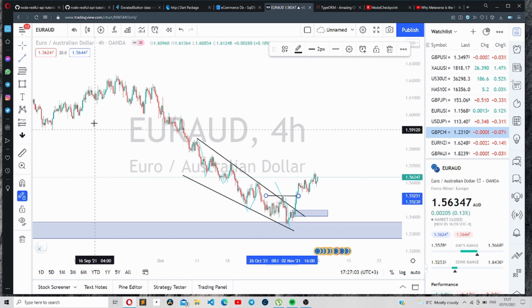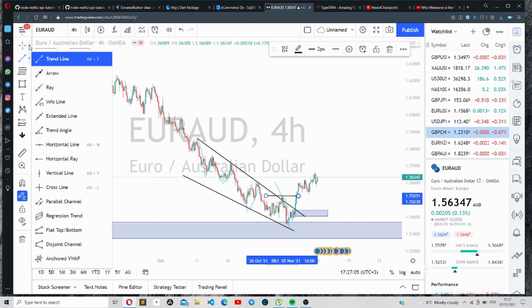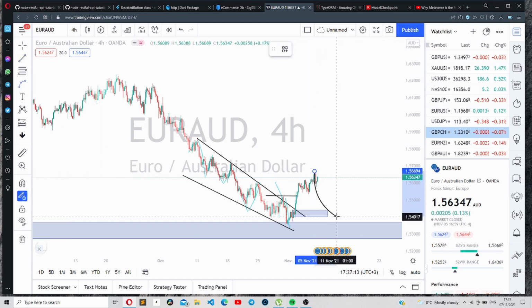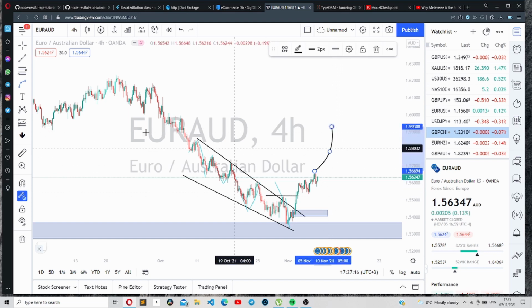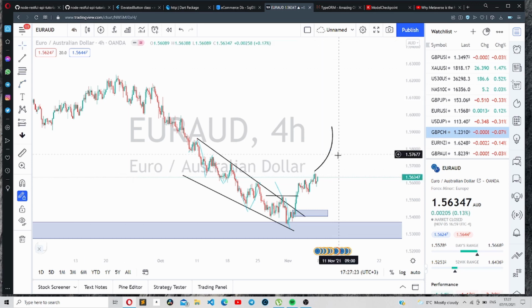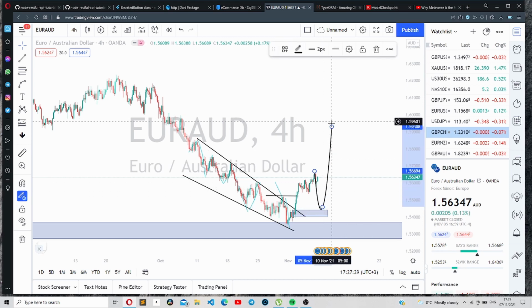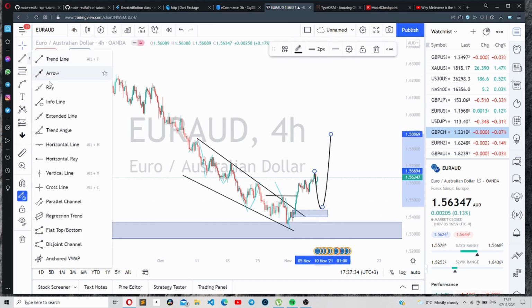So what are we expecting? We are expecting the market to come back, retest this order block here, and then continue to push to the upside. On this order block, we'll be looking for a bullish reversal candlestick pattern.